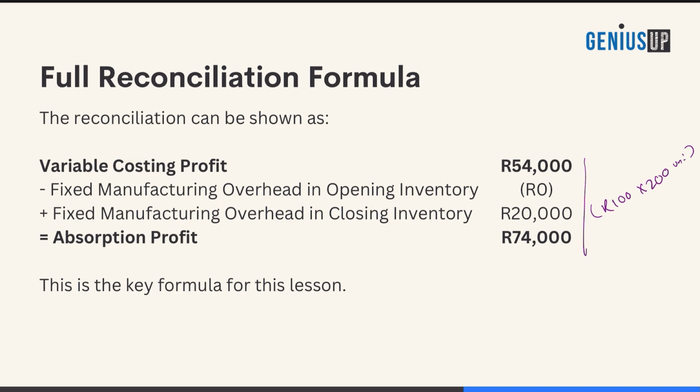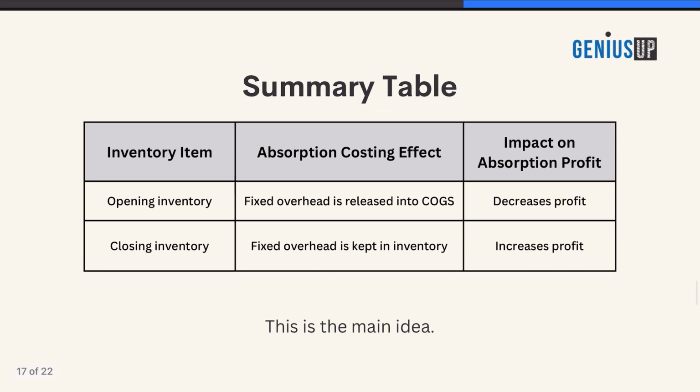So this formula always stays the same. To reconcile from variable costing profit to absorption costing profit, we start with variable costing profit, we subtract fixed manufacturing overheads in opening inventory, we add fixed manufacturing overheads in closing inventory, and we should get your absorption profit. So here's a summary, right? And this is the main idea, that there are two things that cause the difference between the profit under variable costing and absorption costing.